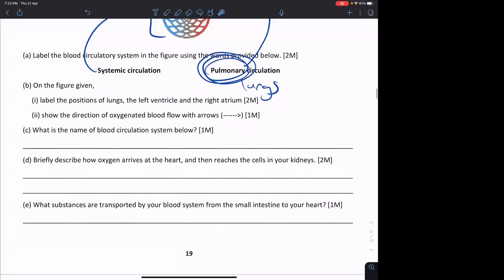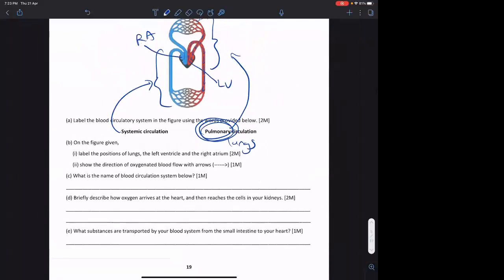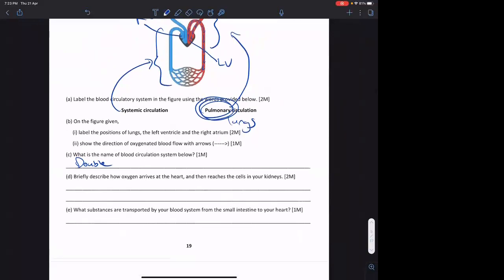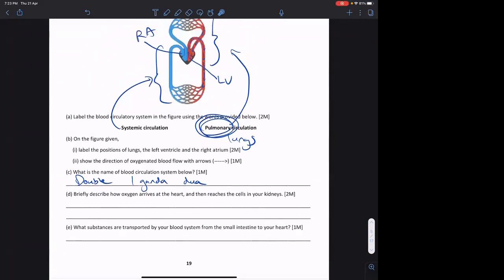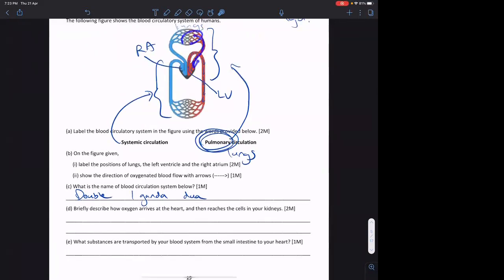Nothing difficult here. So what is the name of this blood circulatory system? This is called a double circulatory system. I think in BM it's called Ganda Dua. And then D, briefly describe how oxygen arrives at the heart and then reaches the cell in your kidney. That's a very good question. So how does oxygen come back to the heart? That means they are asking for this blood vessel. What is this blood vessel called?